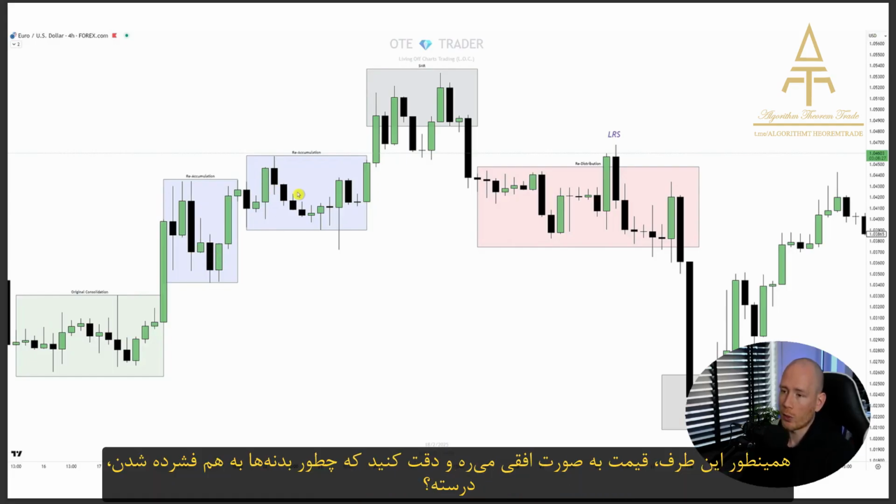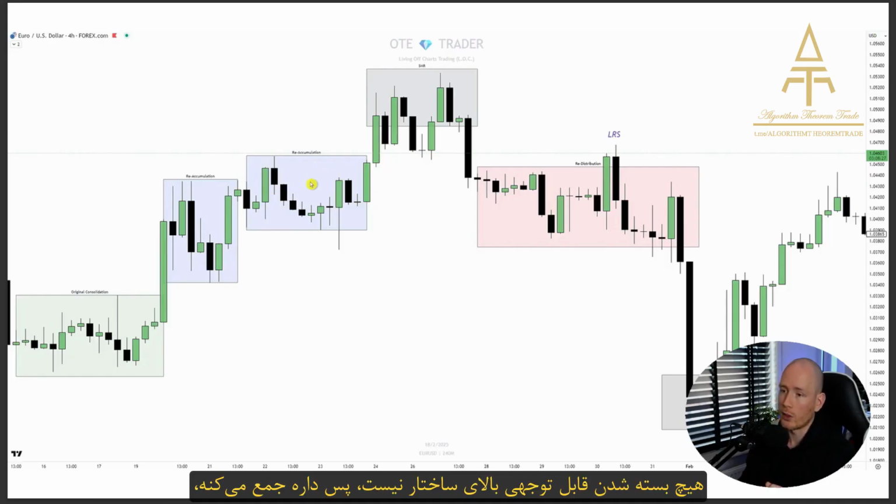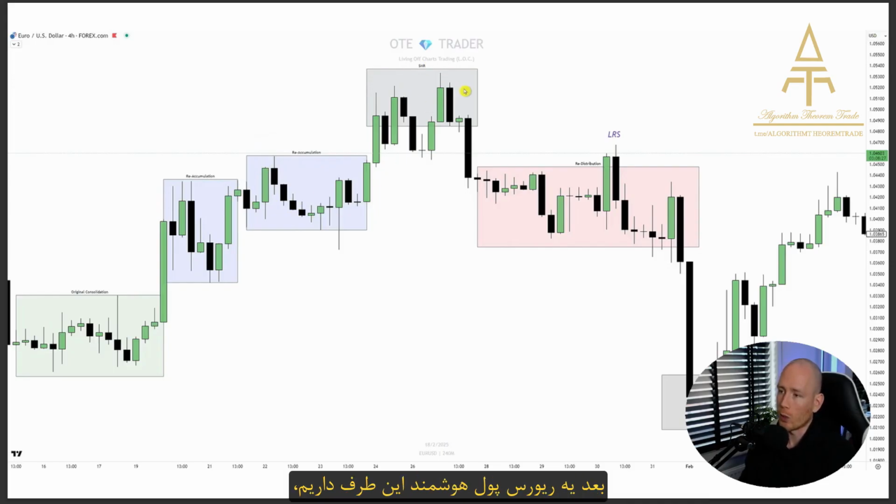Same thing over here, price goes sideways, and notice how the bodies are compressed together, right? There's no real significant closure above the structure, so it's accumulating. Then we have a smart money reversal over here, another reaccumulation or redistribution phase rather, and then the low risk sell prints out of here.